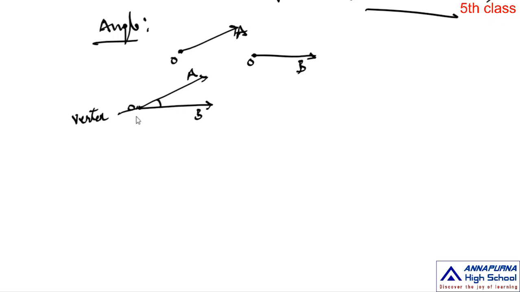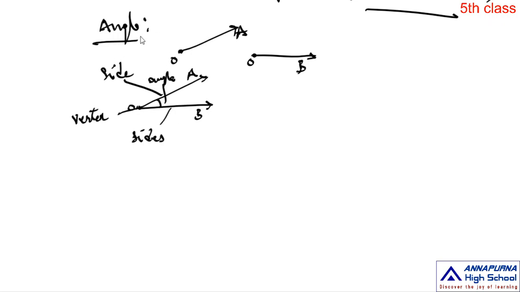So angle means it is a figure formed by two rays sharing a common endpoint, which is called the vertex of the angle. So this is called an angle. This is called the vertex of this angle. These two rays are called sides. OB is one side of the angle, OA is the other side. This is also a side of the angle.